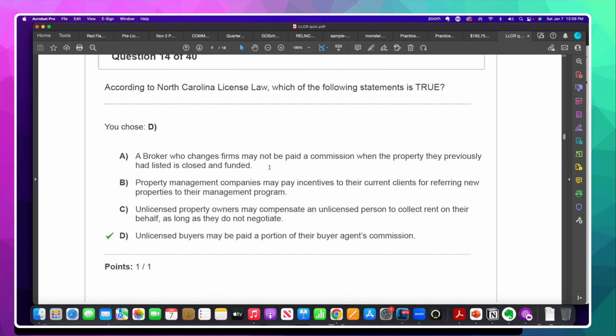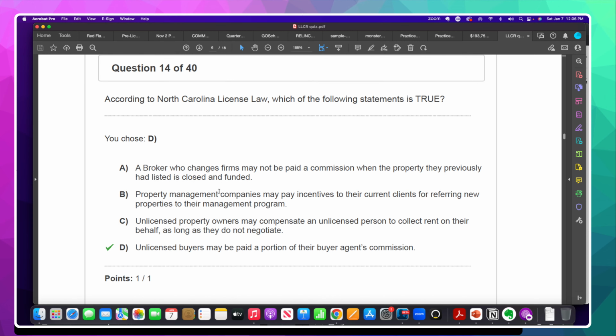According to North Carolina license law, which of the following is true? They say the right one is unlicensed buyers may be paid a portion of their buyer agent's commission. Is that what you have a question about? So a buyer, your buyer client, you can give them money. You can rebate them your commission. They don't have a license, but that's okay. They are a party to the transaction. Therefore, you can give them money. You can give them all your commission if you want to.